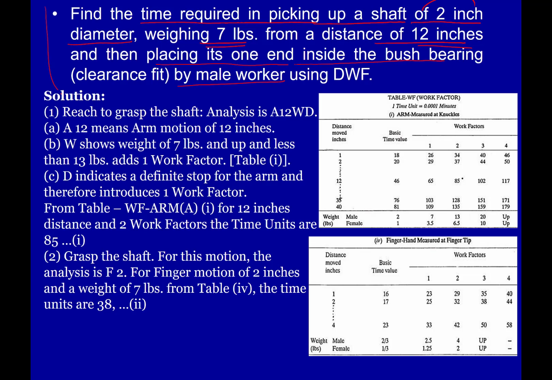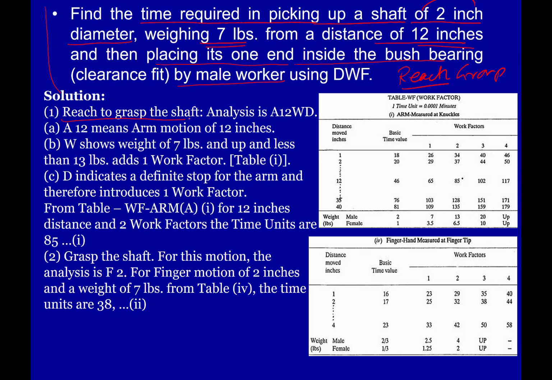So the time for this activity is to be identified. The hand is to be moved by a 12-inch distance to reach and then to grasp, and then carry the shaft and again move it by 12 inches, then place it inside the bush bearing for fitting purposes. So there are activities being performed: reach, then grasp, and then assemble. So we'll talk about the first, the reach.